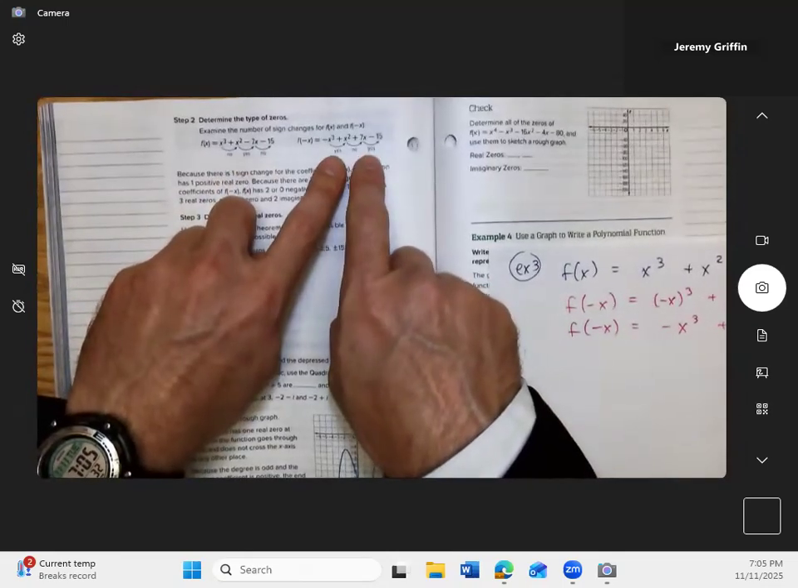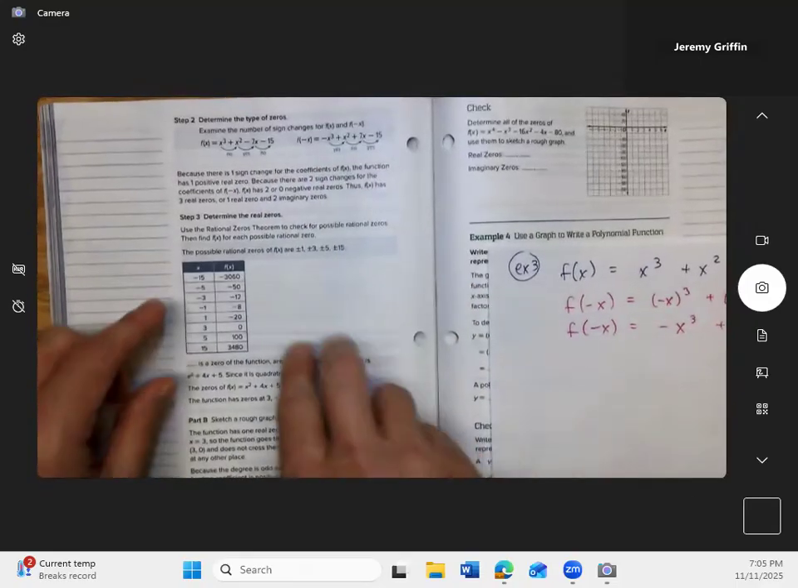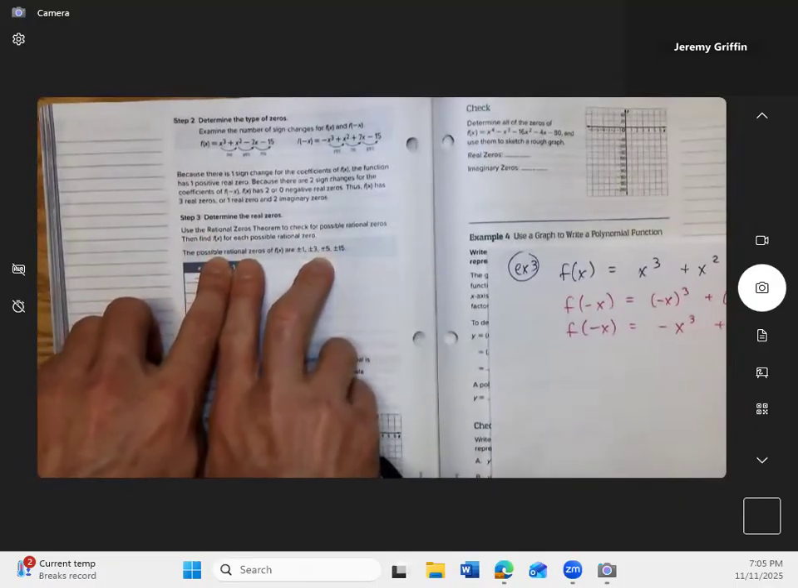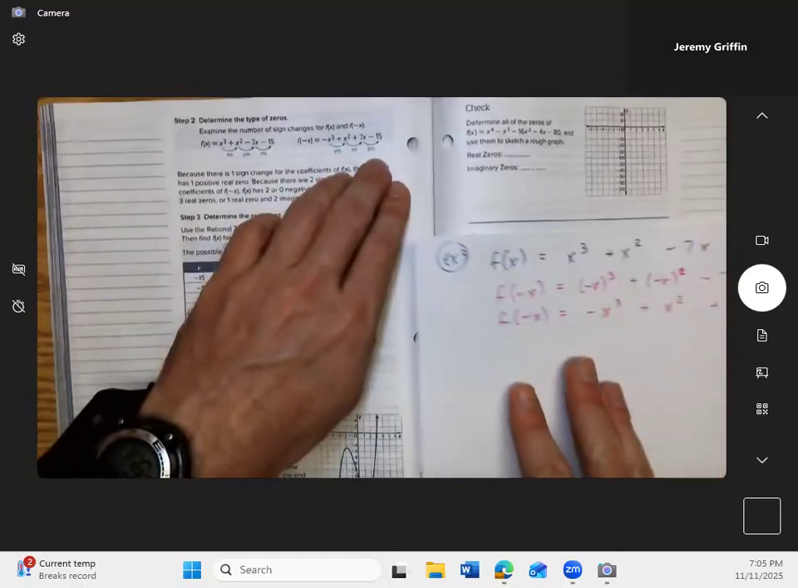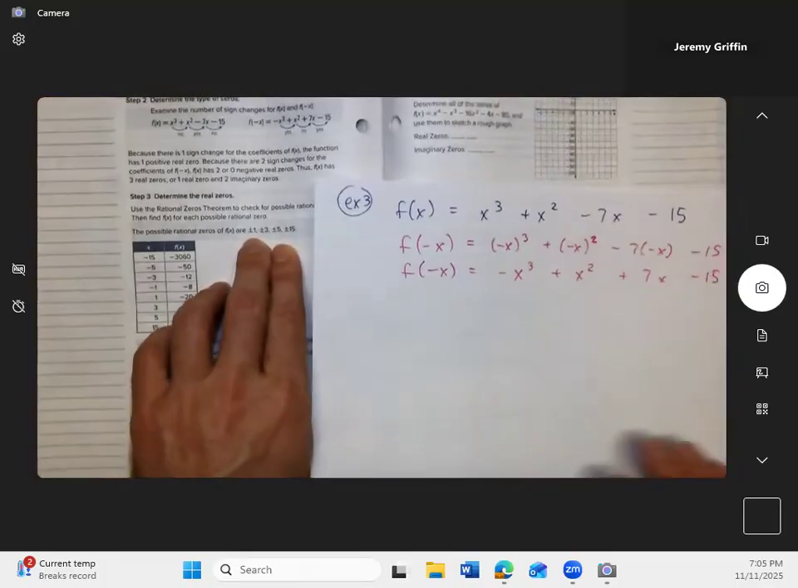And in f of negative x, there's two sign changes going from term to term, so we're looking for 2 or possibly 0. Oh, look at this. They went with the rational zeros theorem. Yeah, that's exactly what I was thinking. Factors of 15 over factors of 1, and then plus or minus. And I came up with the same list that I just verbally walked you through.